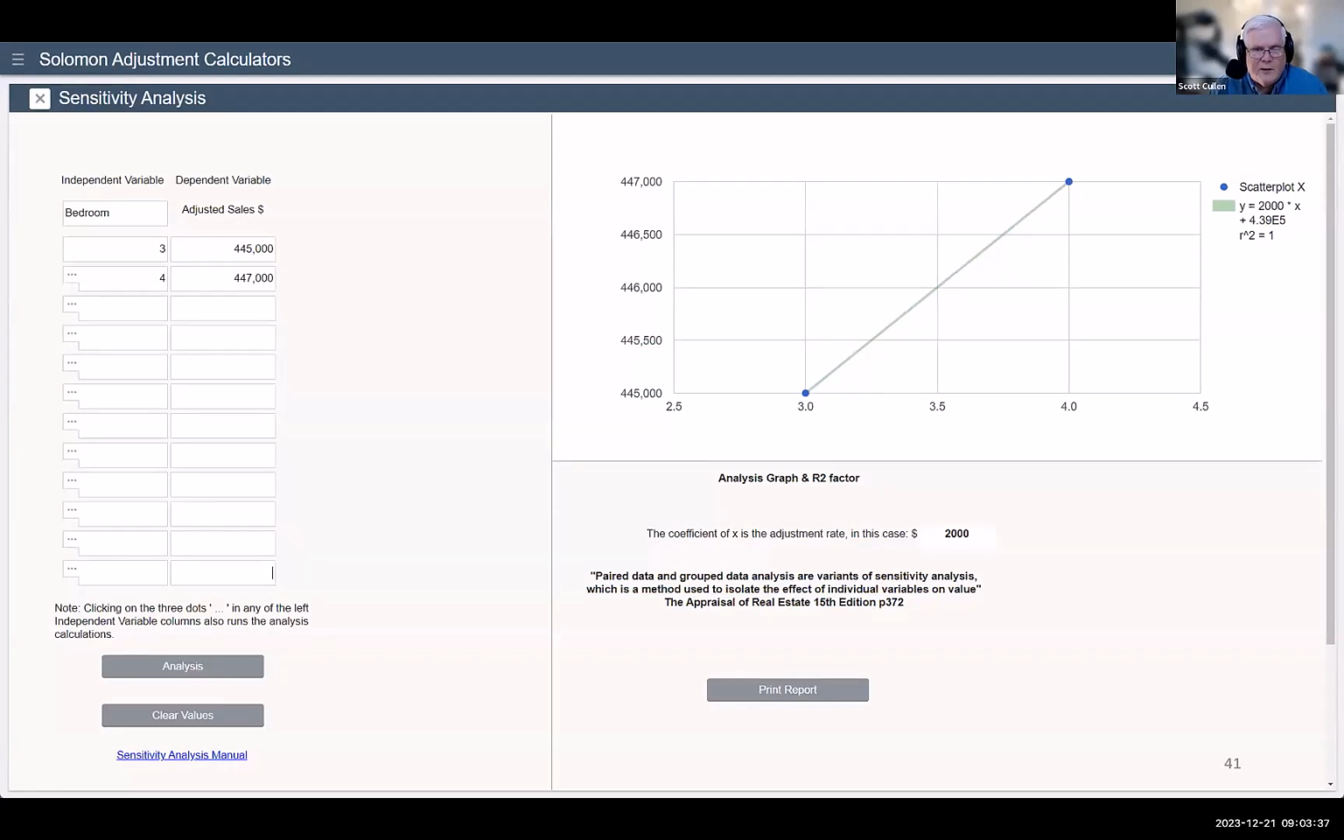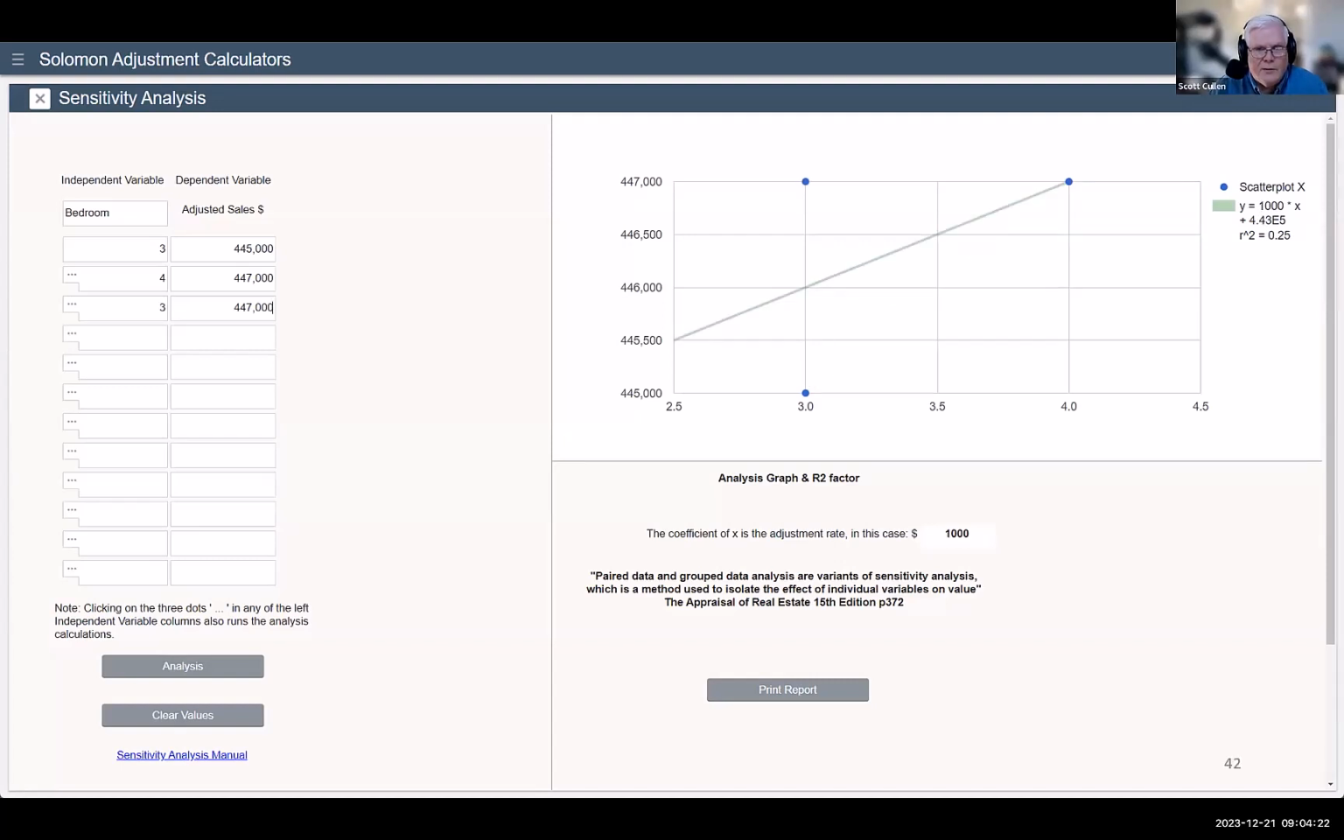This is a bedroom count adjustment using the adjusted pair method. The 3-bedroom house has an adjusted sale price of $445,000, and the 4-bedroom house is $447,000. You can do this in your head, but it is good to see how the scatter chart and equation work.